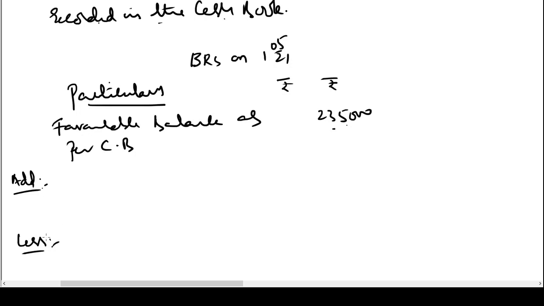Interest charged by the bank is not recorded in the cash book. So if we would have recorded the entry in the cash book, what would have happened? We would have reduced the balance. Less, we'll write interest charged by bank, 5,000.